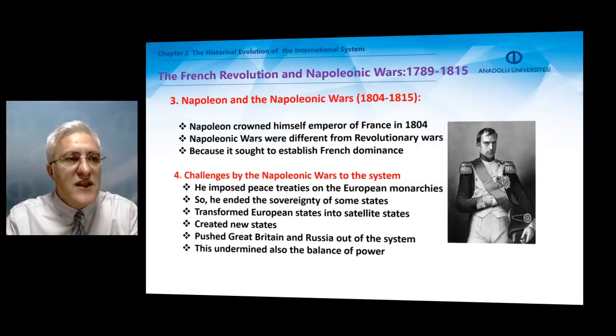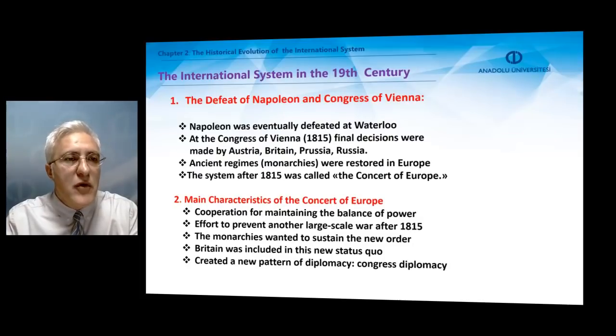However, the story totally changed with Napoleon and with the Napoleonic Wars because Napoleon tried to establish French dominance in the heart of Europe. And you would read in your chapter the challenges posed by the Napoleonic Wars to the international system. However, Napoleon was defeated at Waterloo, and the Congress of Vienna defined a totally new working of the international system. As you might see in the video, there are some main characteristics of this system, which we call, in fact, the Concert of Europe.